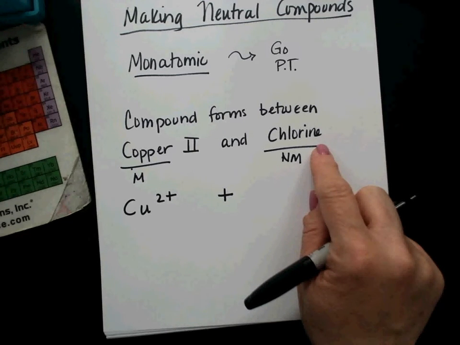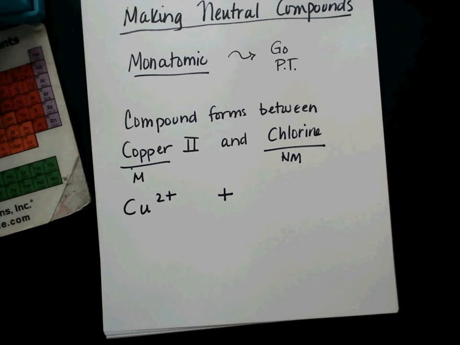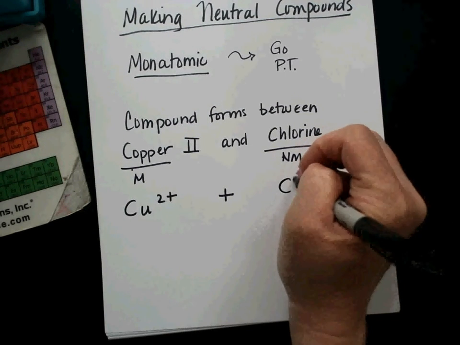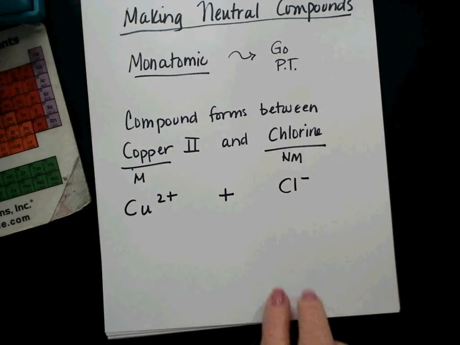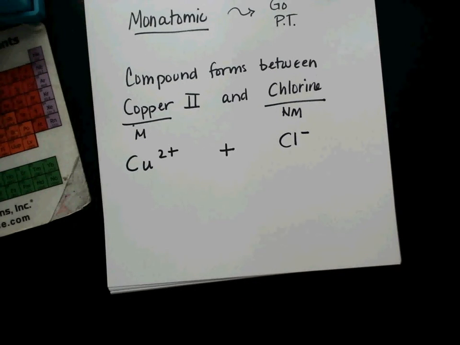What group's chlorine in? Halogens, which is group 7 or 17. Either one is right. How many electrons does chlorine have in its outer shell? 7. How many does it want? 1. It wants 8. You're right. It wants to gain 1 more. Be careful how I say that. So what ion does chlorine form? Cl, anion. What's its charge? Good. Cl minus.